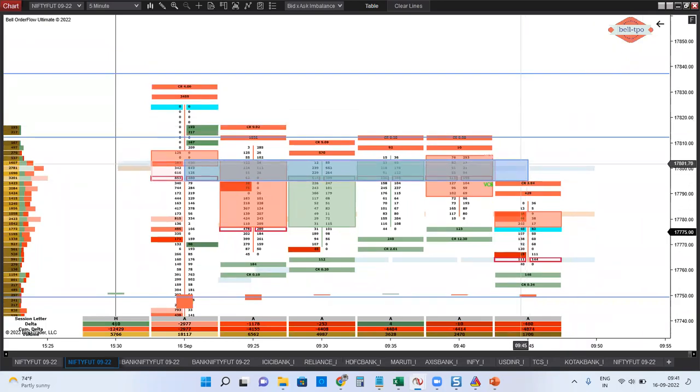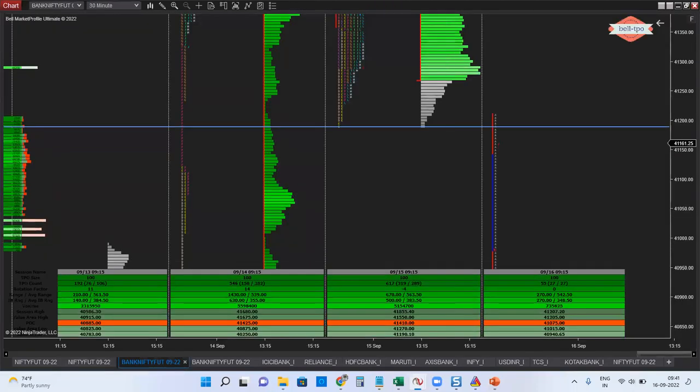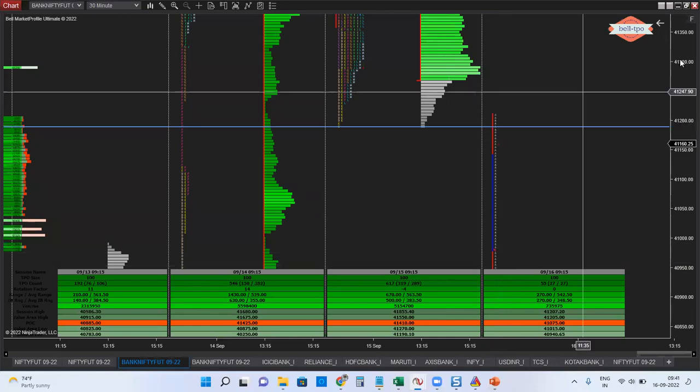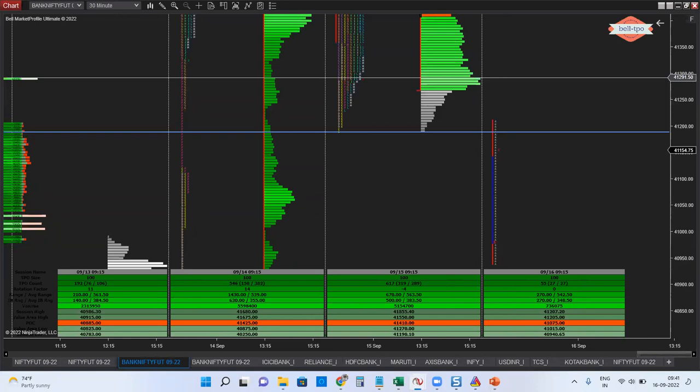If at all something has to change, price has to break above and then it should start trading with high volume, high delta. In that case, the context might change completely to the positive side. So still Bank Nifty is trying to outperform comparatively. Not much of a loss in case of Bank Nifty as of now.